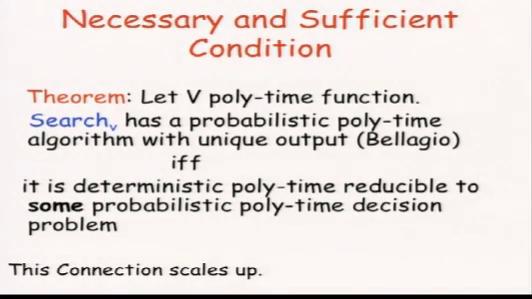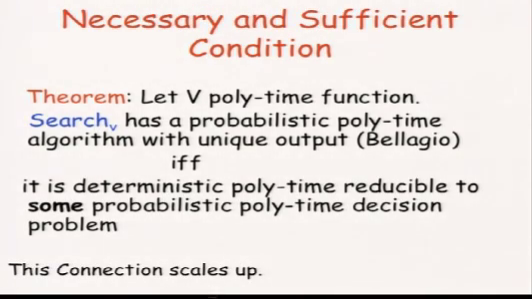So another way to say this is that if you could find some deterministic question which you know how to solve probabilistically, and then you can show that your search problem is reducible to this deterministic question, then by using it again and again, with the right number of repetitions, you can construct a solution to the search problem, which with extremely high probability will be unique. Okay, so this connection scales up also.